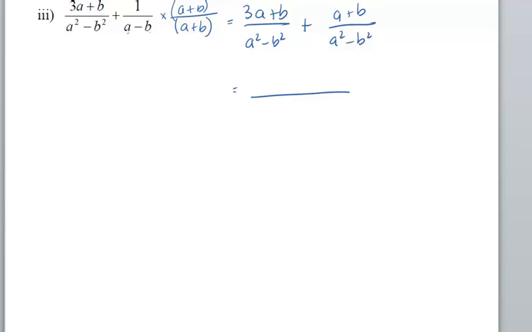Our denominators are the same, a squared minus b squared, so we put our numerators together. We have 3a plus b plus a plus b. So we have positive and positive, so it makes no difference if we put the brackets or not, but it's nice to have them so that we don't get confused. So we've got 3a plus a is 4a. We've got b plus b is 2b on a squared minus b squared there.